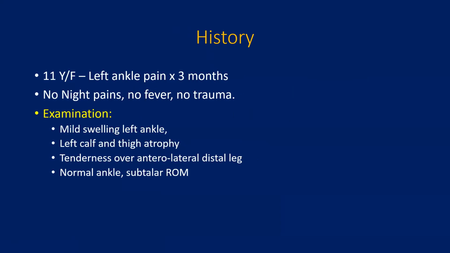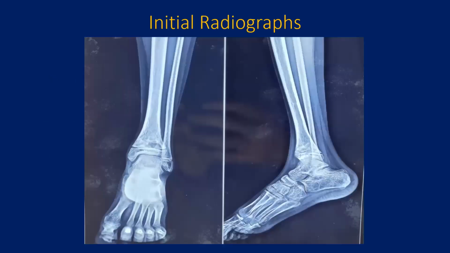On examination in the OPD, she had mild swelling in the ankle. Also, we noticed some calf and thigh atrophy. There was tenderness over the anterolateral distal leg. However, the ankle and the subtalar range of motions were normal. So we got ankle radiographs done. These are our initial radiographs. Yeah, so there was a lytic lesion near the growth plate in the metaphysis.